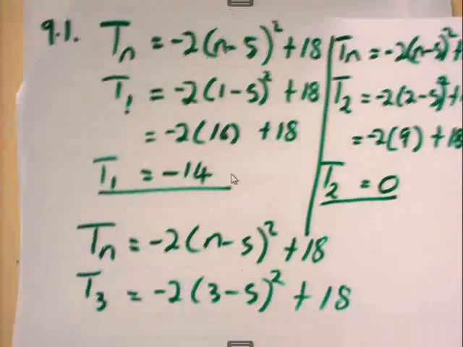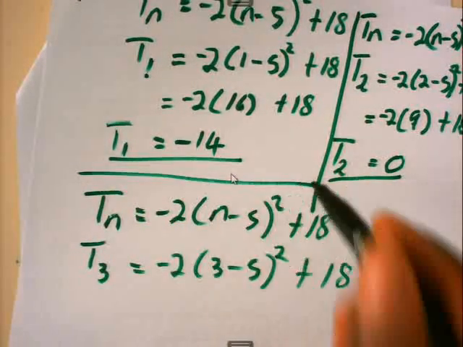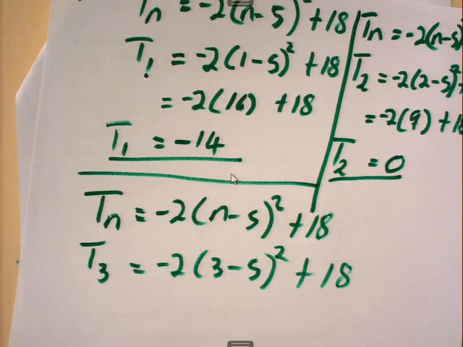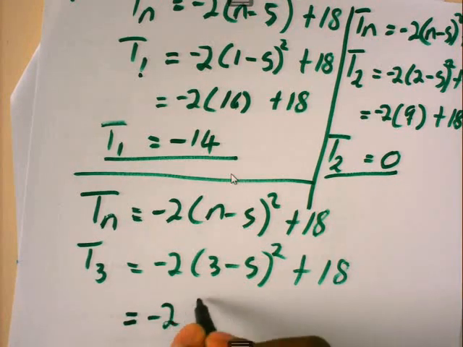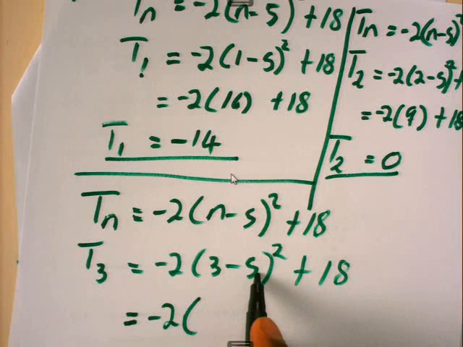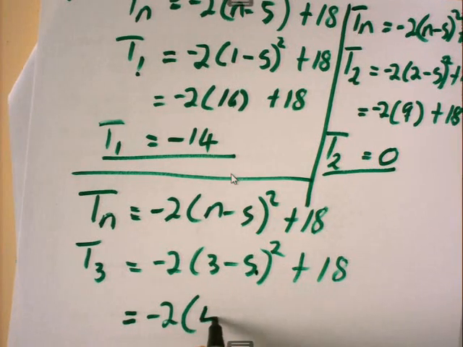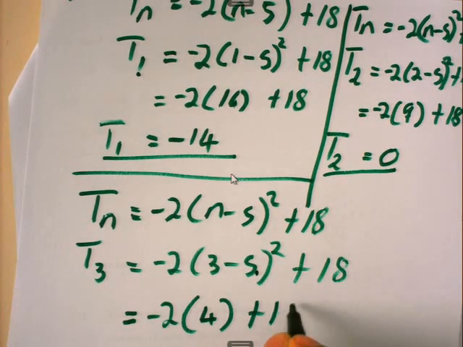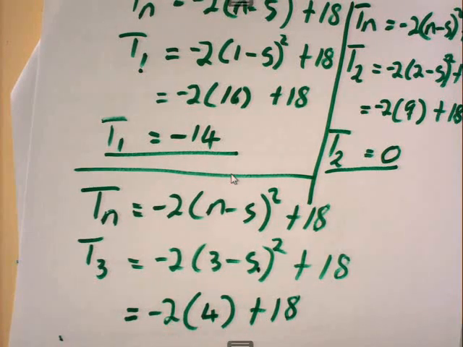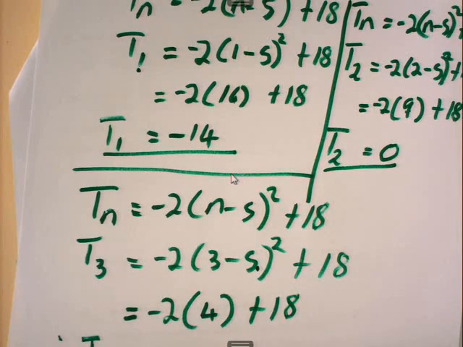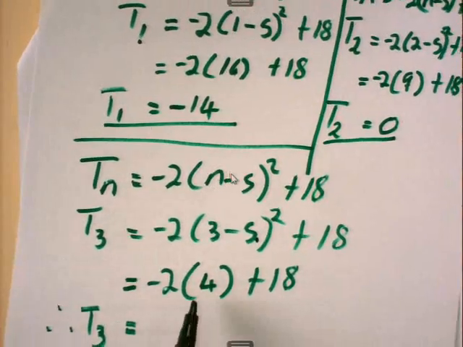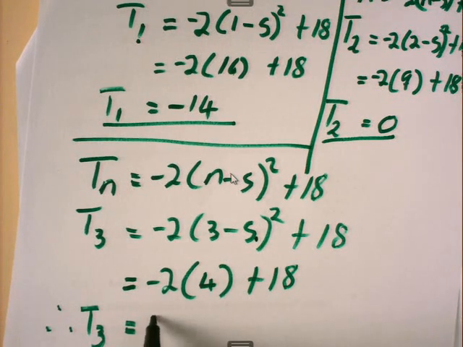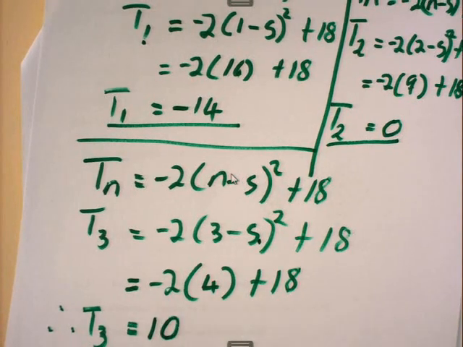What we did was to substitute the value of n by 3. Let's simplify it. It's minus 2. 3 minus 5 gives you negative 2. When you square it, it's 4. Plus 18. Therefore, our third term is equal to minus 2 multiplied by 4, which is negative 8. Negative 8 plus 18 will then give you positive 10.